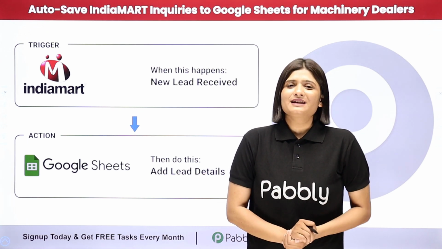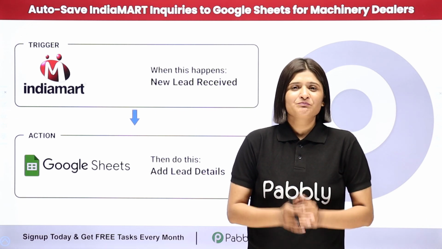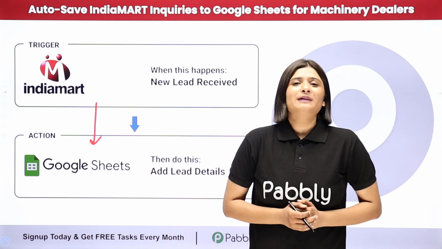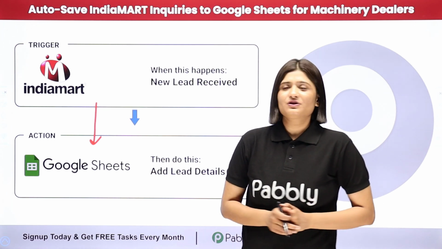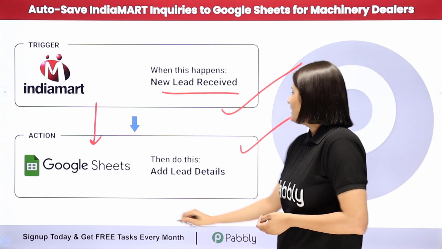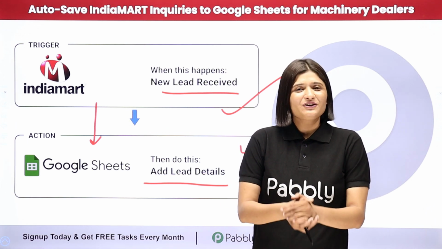So Pabbly Connect is an amazing automation and integration software which requires no coding or programming skills. Here I just need to build a connection between IndiaMart and Google Sheets. With the help of Pabbly Connect, I am going to build this connection in such a way that whenever I receive a new lead in my IndiaMart, the details will be automatically added to my Google Sheets. Now if you want to learn the step-by-step process, then let me take you all to my screen.